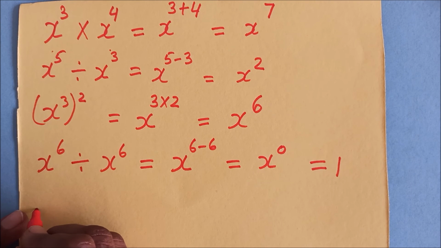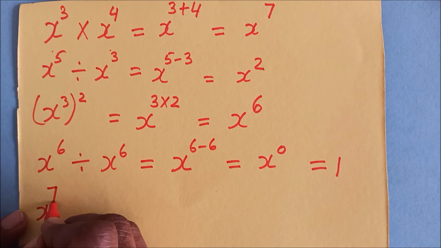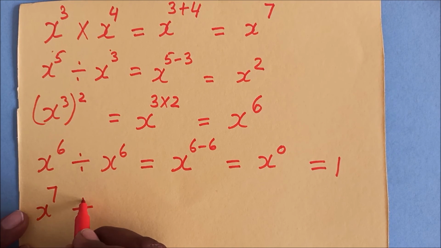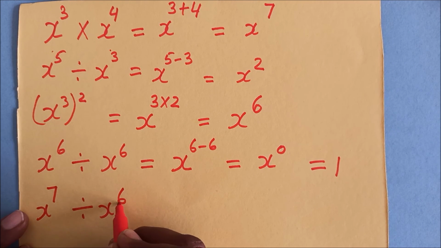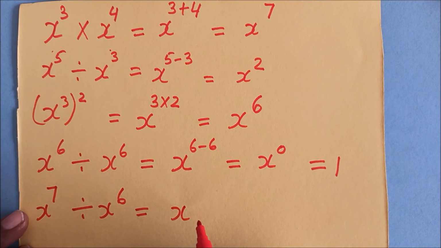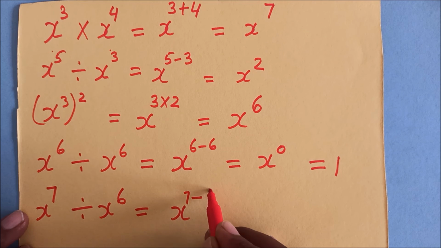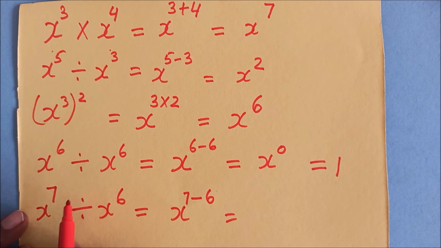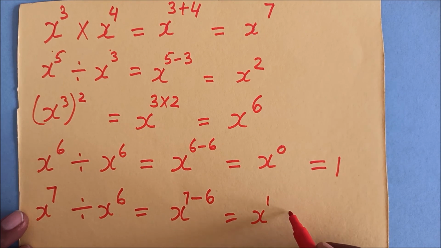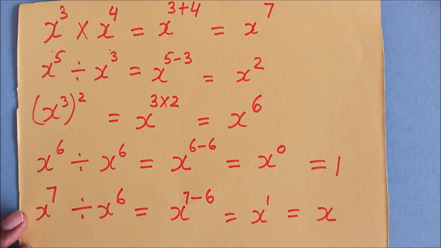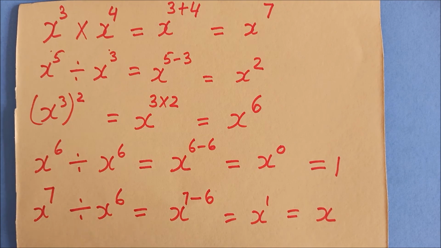Now you may have another kind of example, x^7 divided by x^6 equals x^(7-6). We will subtract the powers as there is a division sign there, so it is x^1. We will leave it as x because there is only power 1, so we are repeating it once only. I hope you understood this.